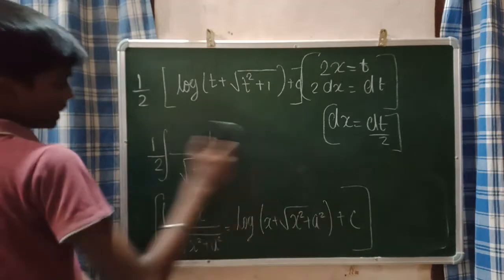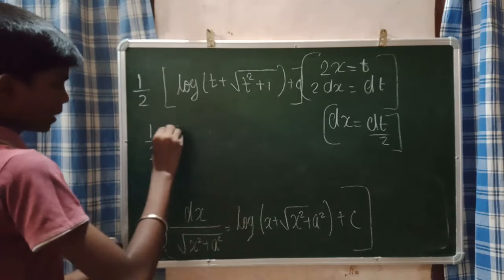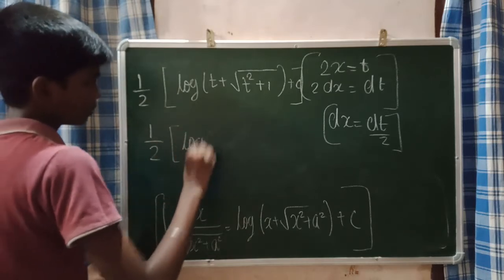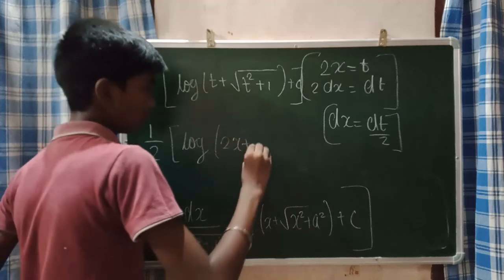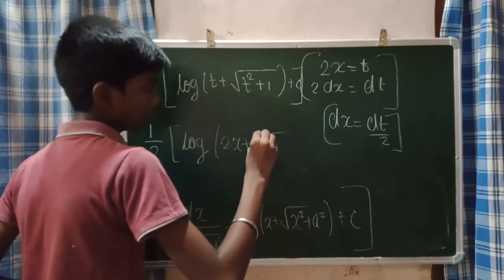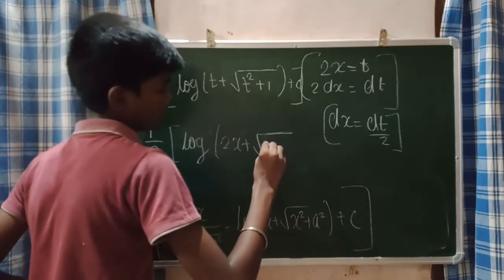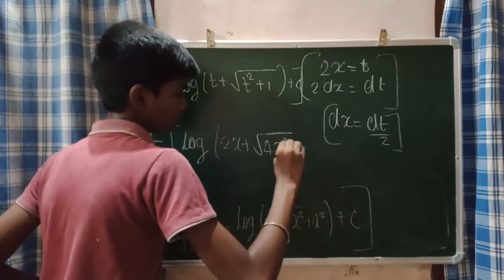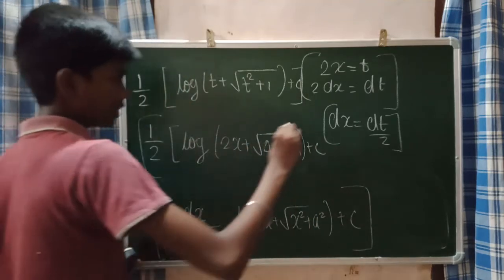Now what did we take for t? We took 2x as t. So I will get the same integral as 1 by 2 into log of t, where t is 2x, plus root of t square plus 1. T square plus 1 is 2x whole square plus 1, that is 4x square plus 1, then plus some constant is the answer for the question.